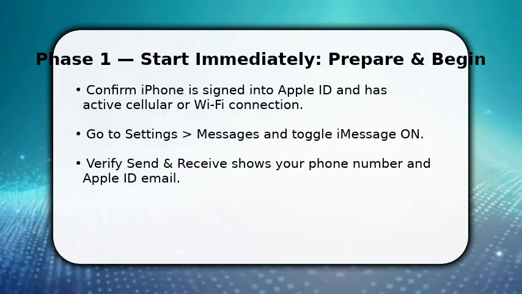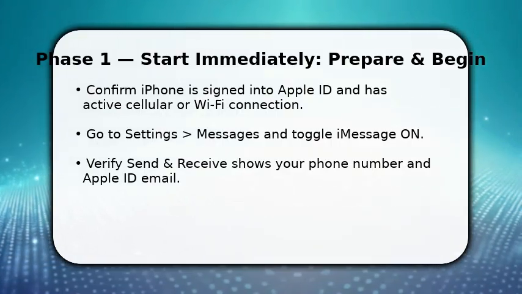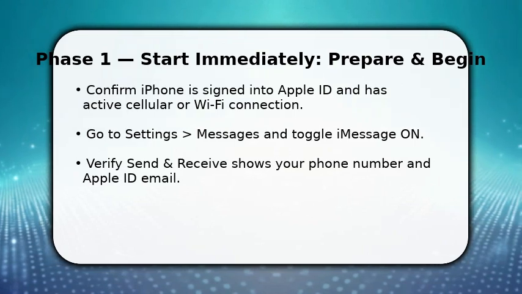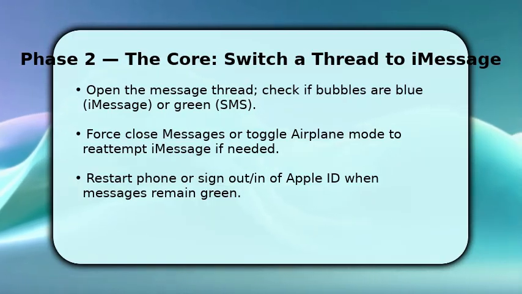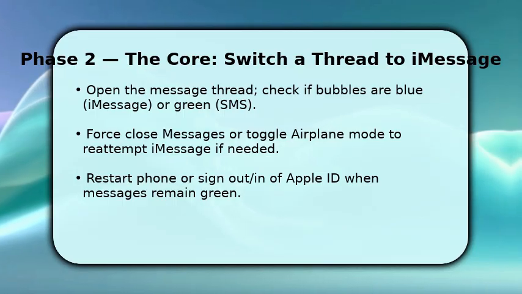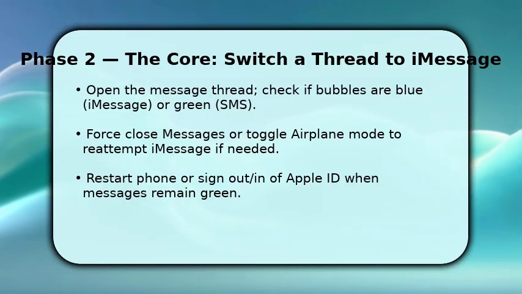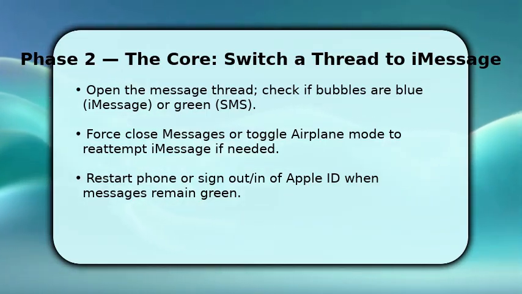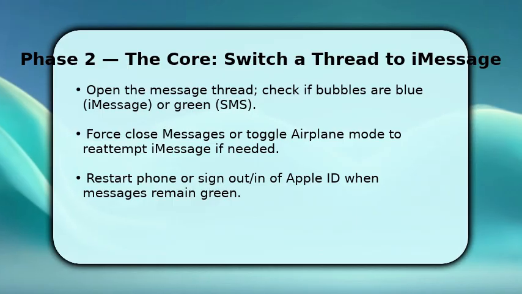If the phone number isn't listed, you'll proceed to recheck network and Apple ID settings before moving to the core steps. To convert a conversation, open the thread and look at bubble color. Blue equals iMessage, green is SMS. If a recipient uses iMessage but bubbles stay green, try toggling airplane mode briefly or force closing Messages, then reopen the thread. Make sure both you and the recipient have iMessage enabled and are reachable at their Apple ID or phone number. Once you've retried delivery, a blue bubble indicates success.